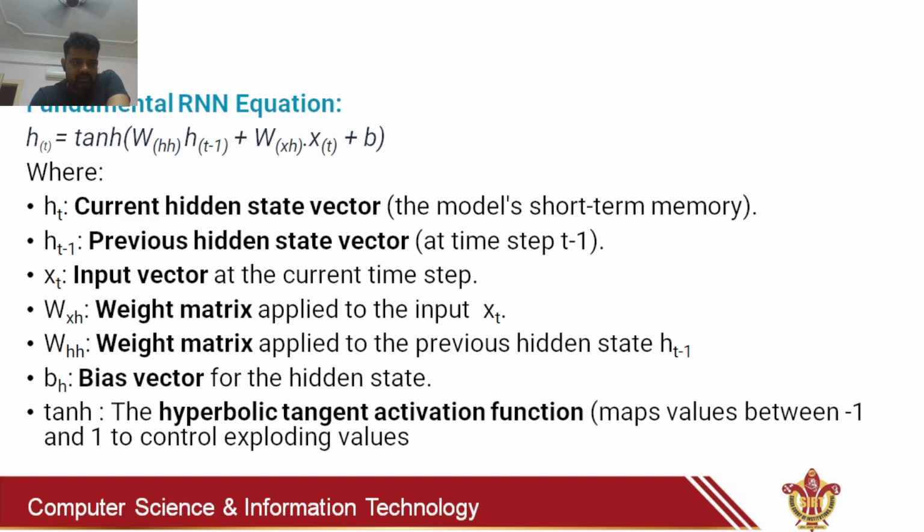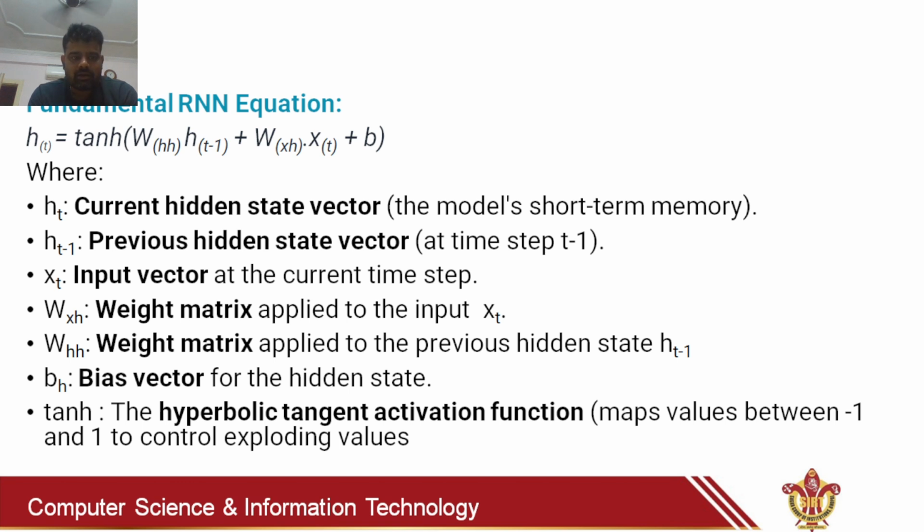ht minus 1 is the previous hidden state vector, xt is the input vector, Wxh is the weight matrix applied to the input xt at the time step, and Whh is the weight matrix applied to the previous hidden state ht minus 1. b is the bias factor. Tanh is the hyperbolic tangent activation function, which maps values between minus 1 and 1.